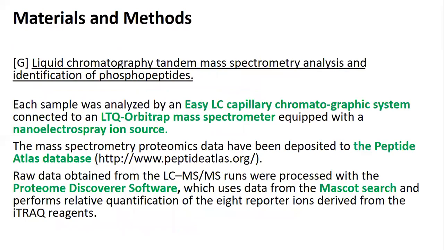Liquid chromatography tandem mass spectrometry analysis and identification of phosphopeptides. Each sample was analyzed by an EASY-LC capillary chromatographic system connected to a linear trap quadrupole Orbitrap mass spectrometer equipped with a nano-electrospray ion source. The mass spectrometry proteome data have been deposited to the PeptideAtlas database.